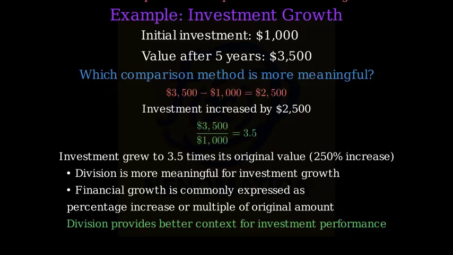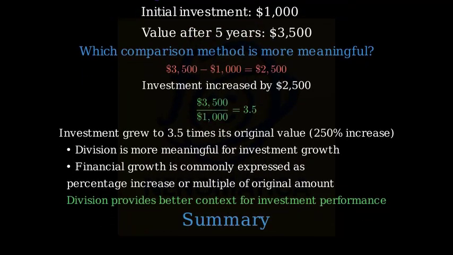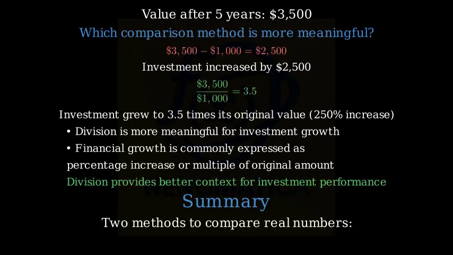Financial growth is commonly expressed in terms of percentage increase or as a multiple of the original amount, rather than just the absolute dollar increase. To summarize what we've learned, we have two primary methods to compare real numbers: subtraction and division.